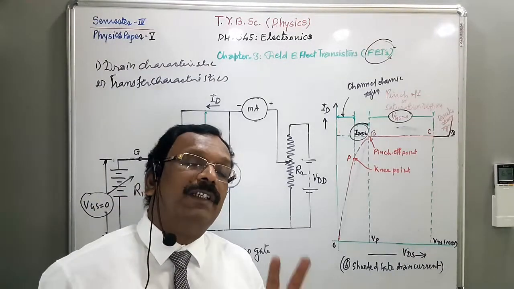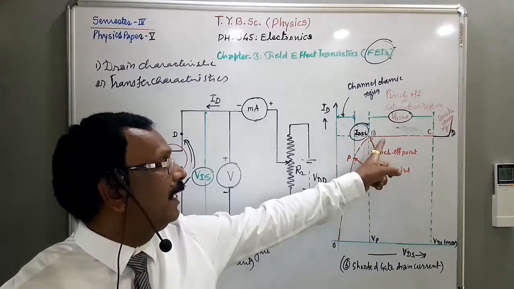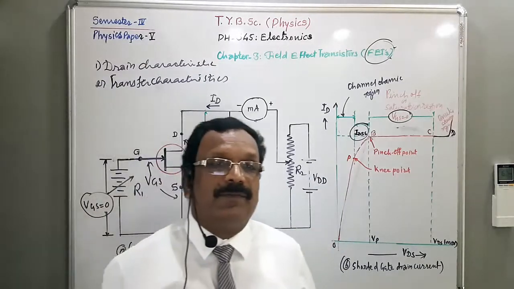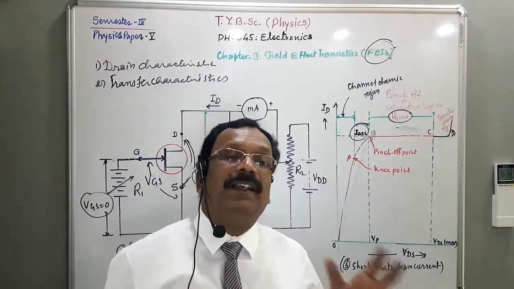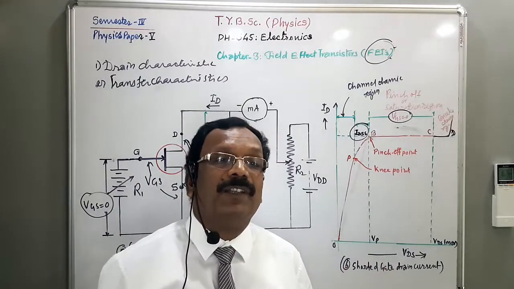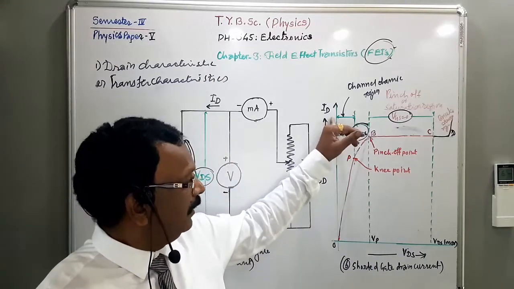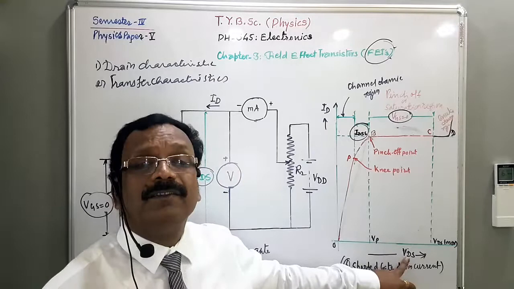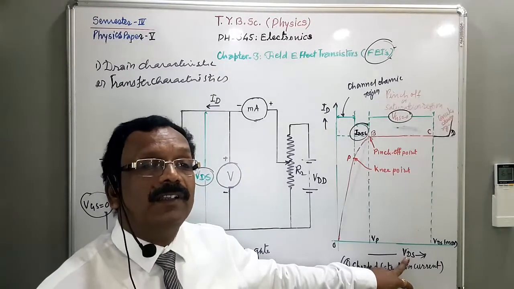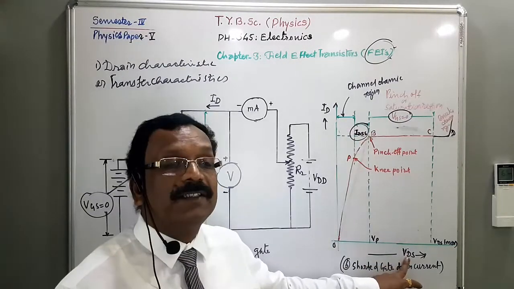Now first of all, we are going to see the drain characteristics. This is a single drain characteristics at VGS is equal to 0. What is drain characteristics? This is a very interesting definition and very simple. The characteristic curve which gives the relation between drain current ID and voltage between drain and source, or drain to source voltage. The characteristics curve which gives the relation between ID and VDS.